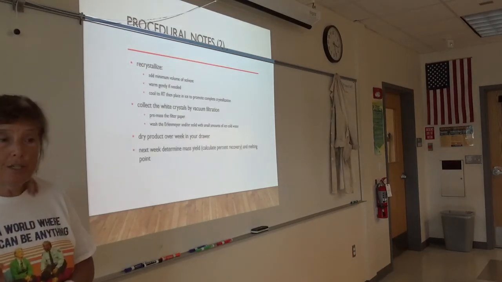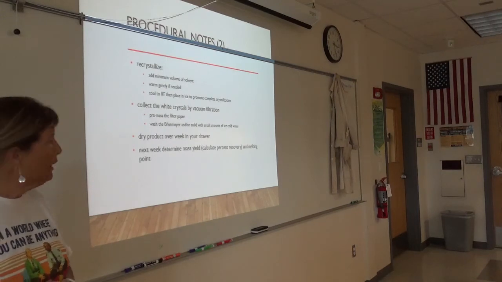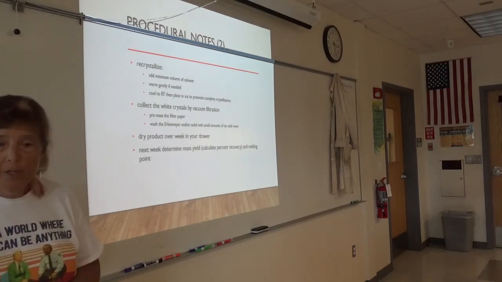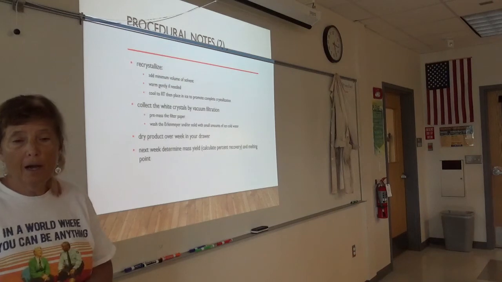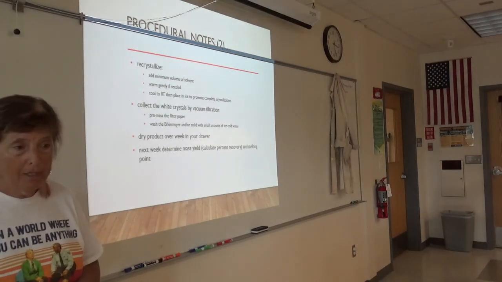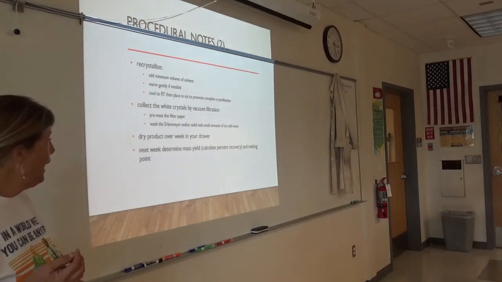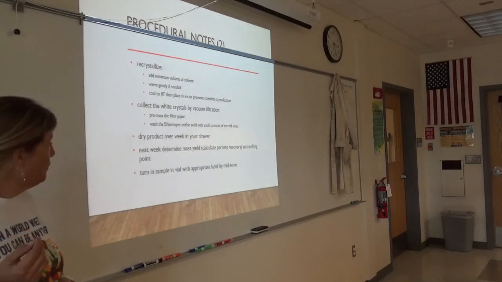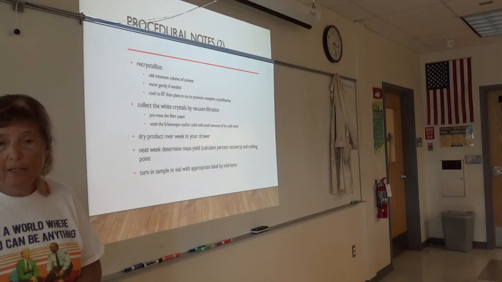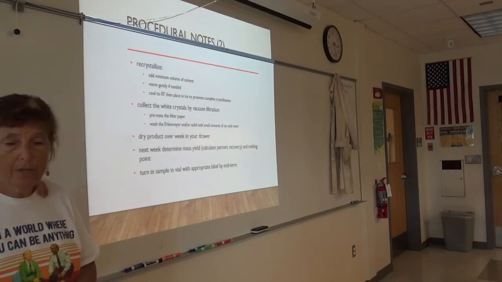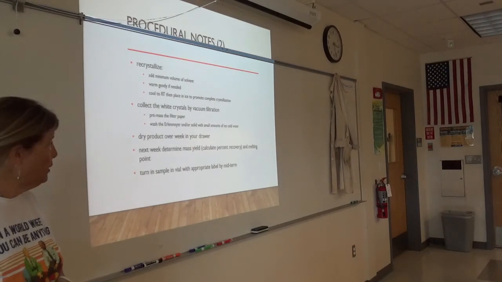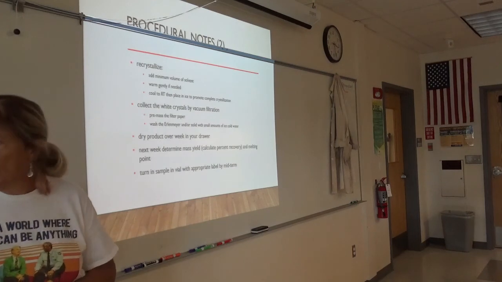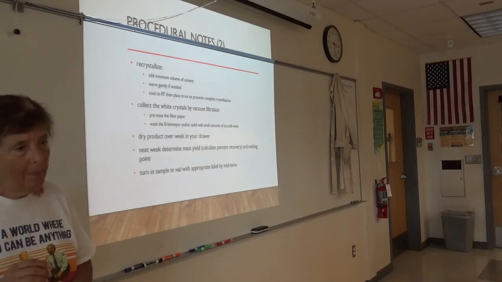In addition then to determining the mass yield, you want to calculate the percent recovery. You know the volume and the amount of benzoic acid in the toluene that you used. And you want to record a melting point on it. Okay. Get it correctly in a vial, correctly label it according to the instructions in the handout. Get it turned in to me in the pink basket with a pink label by midterm.